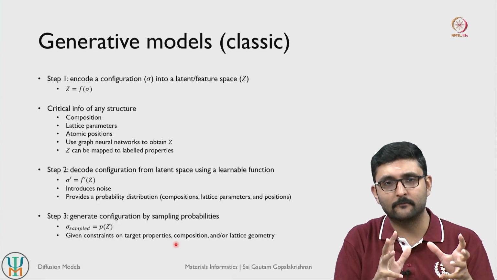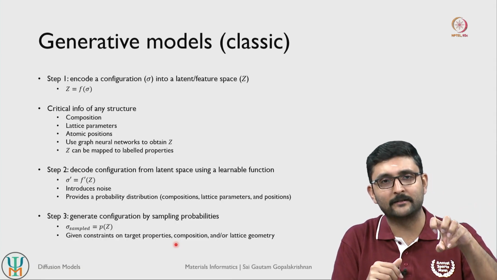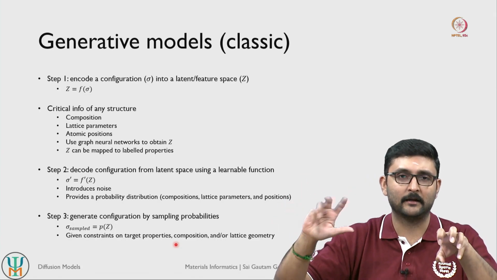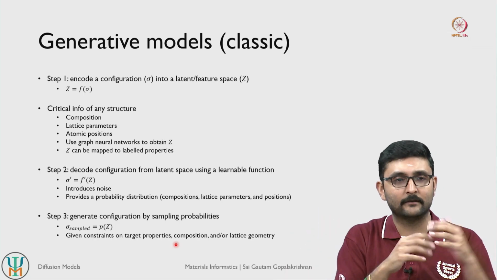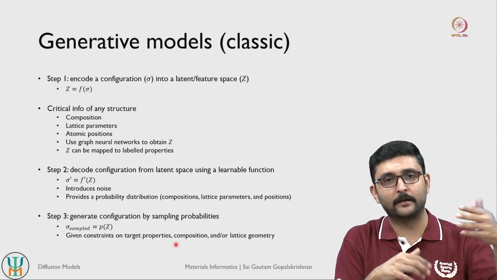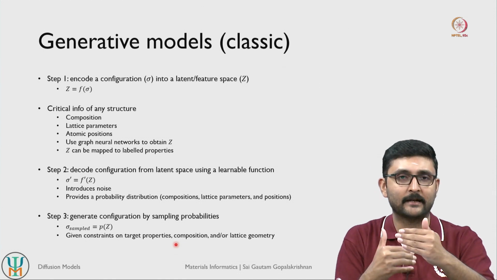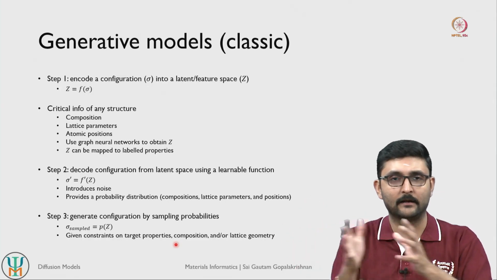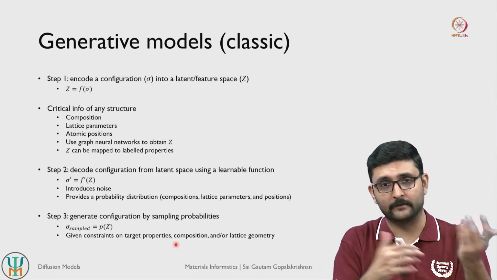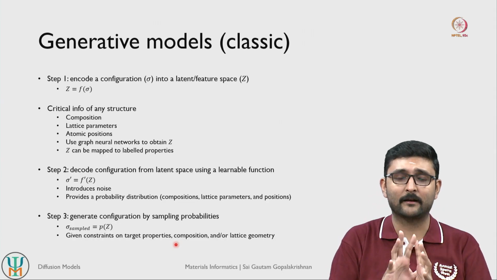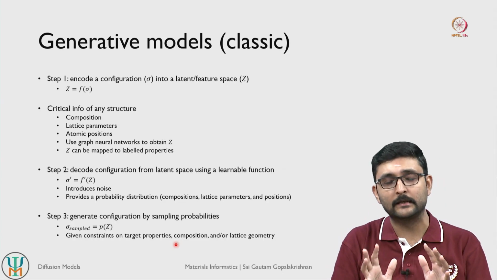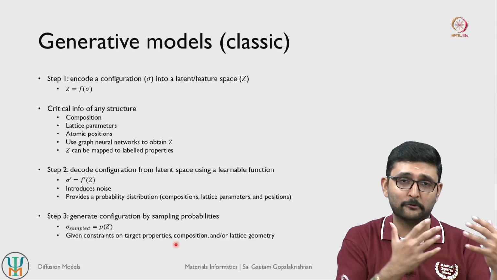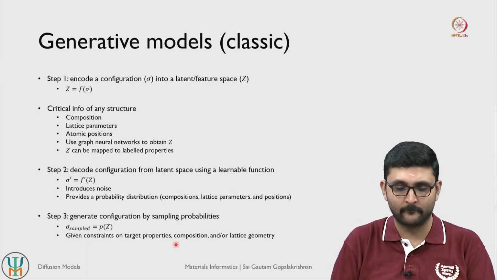So very simply, most generative models work this way: you find a way to encode information into some kind of higher dimensional space, you find a way to decode that information back into your original representation space, and then given a target metric or target property, you identify the target latent space, and then you sample a few configurations that should satisfy your target properties. This is generally how generative models work. The specific models differ in how they do the encoding, the decoding, and the sampling.